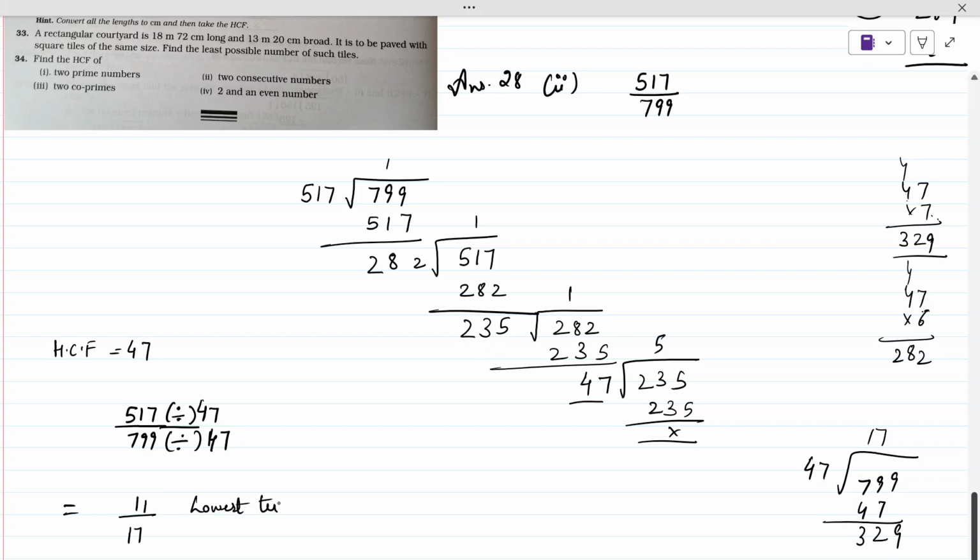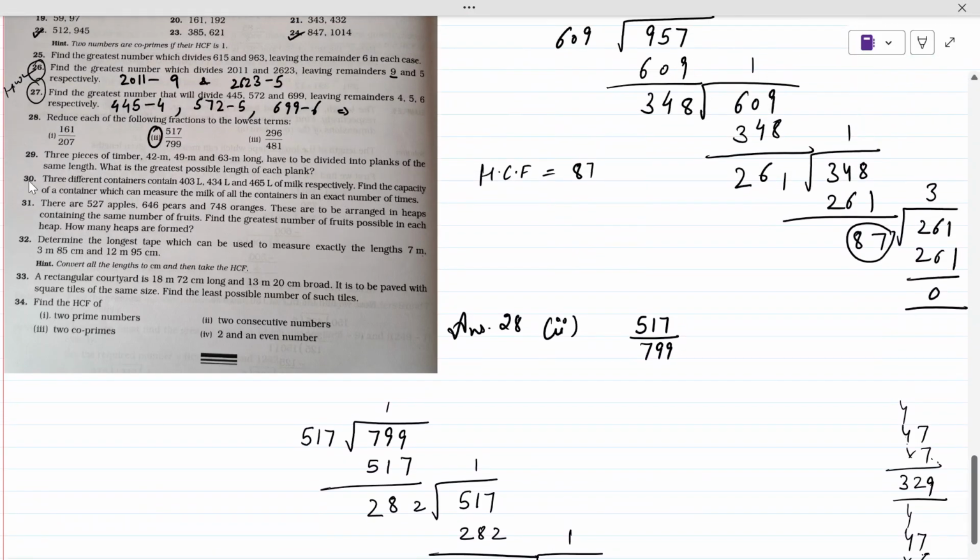So what we have done here, first of all, we have found out the HCF, the highest common factor, and then we have divided both the numerator and denominator by the highest common factor, and we have got the lowest term here. Okay. So the rest two parts, kids, you know how we have to do, and you can pick these up as homework.